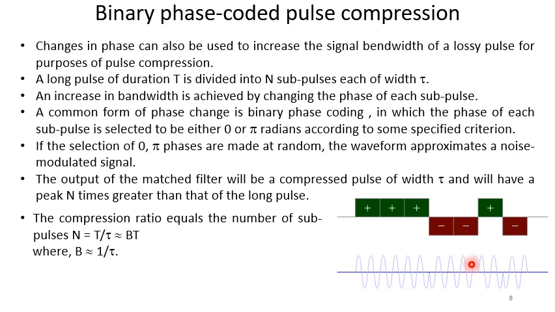A common form of phase change is binary phase coding, in which the phase of each subpulse is selected to be either 0 or pi radians according to some specified criteria. If the selection of 0 and pi phases is made at random, the waveform approximates a noise modulated signal. The output of the matched filter will be a compressed pulse of width tau and will have a peak n times greater than that of the long pulse. The compression ratio equals the number of subpulses. That means T by tau is nearly equal to BT, where B equals 1 by tau.